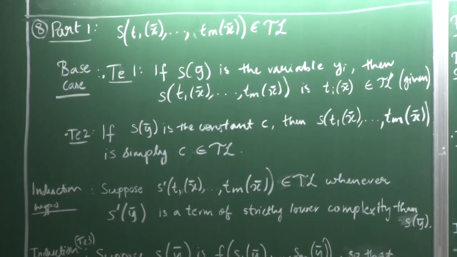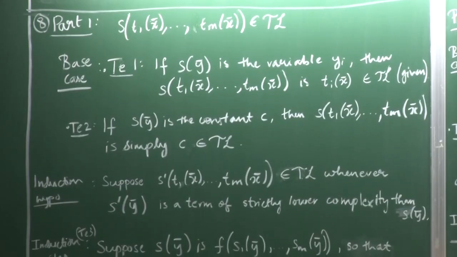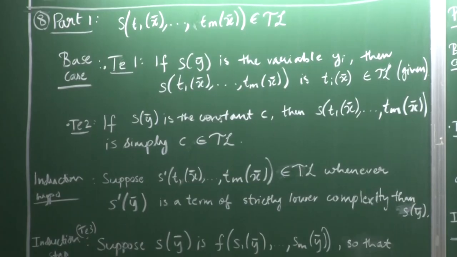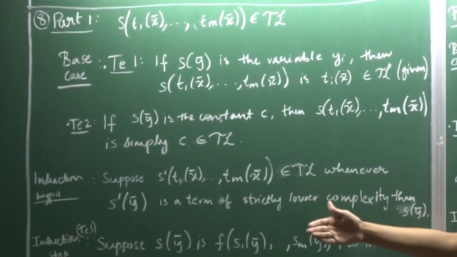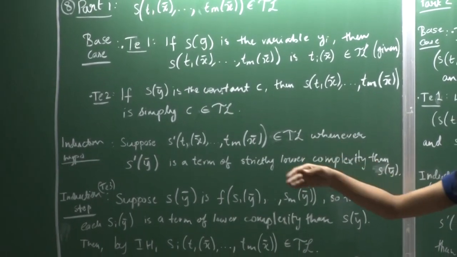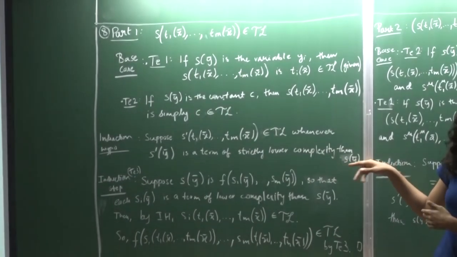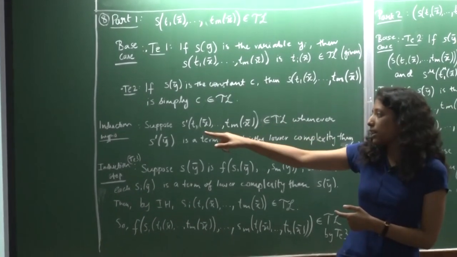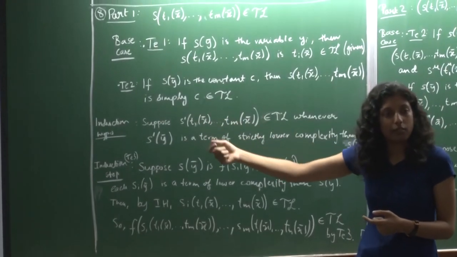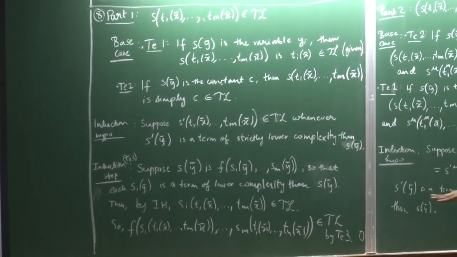Now, the induction hypothesis: what do you do induction on? On the complexity of the term. You build terms inductively, so you have that notion of complexity of a term, and that's what you're doing induction on. Suppose that whenever S'(ȳ) is a term of strictly lower complexity than S(ȳ), your hypothesis is that substituting Ti(x̄) in place of the yi's in S'(ȳ) also gives you a term. Is the hypothesis clear?